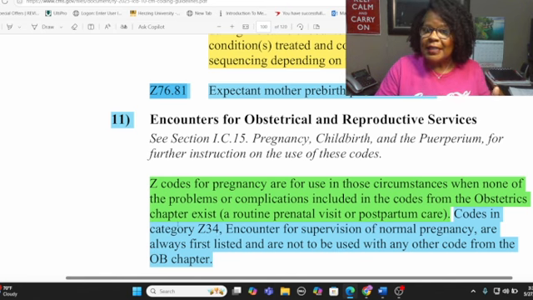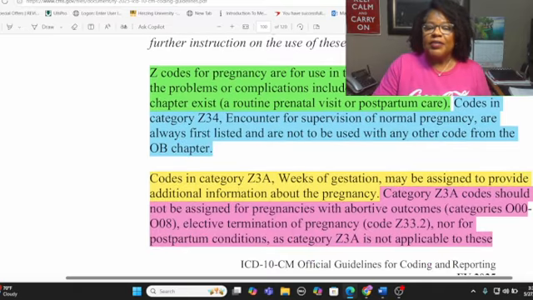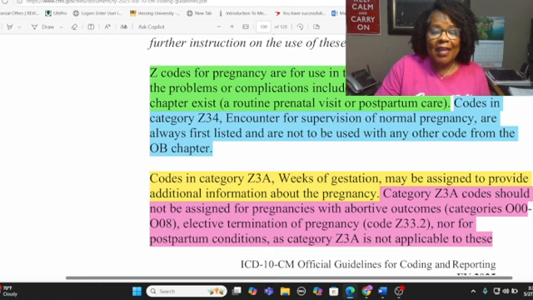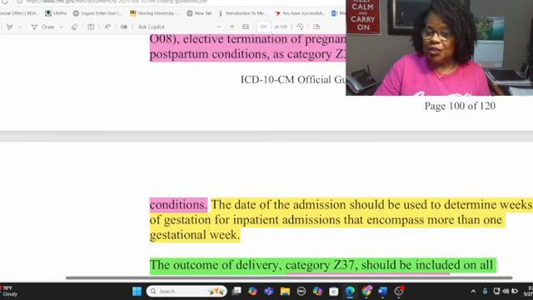However, if there is a pregnancy complication going on with the pregnancy, it will not be a Z34 code, it will be a different code. Okay? And then codes in category Z3A for weeks of gestation may be assigned to provide additional information about the pregnancy. Category Z3A codes should not be assigned for pregnancies with abortive outcomes, elective termination of pregnancy, nor for postpartum conditions, as category Z3A is not applicable to these conditions.